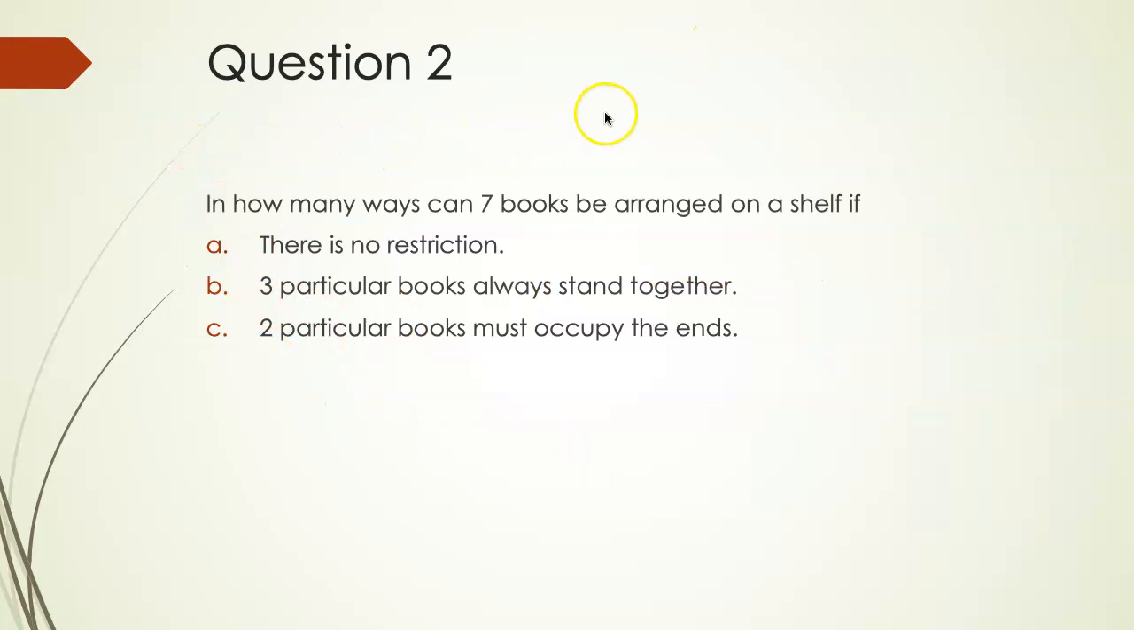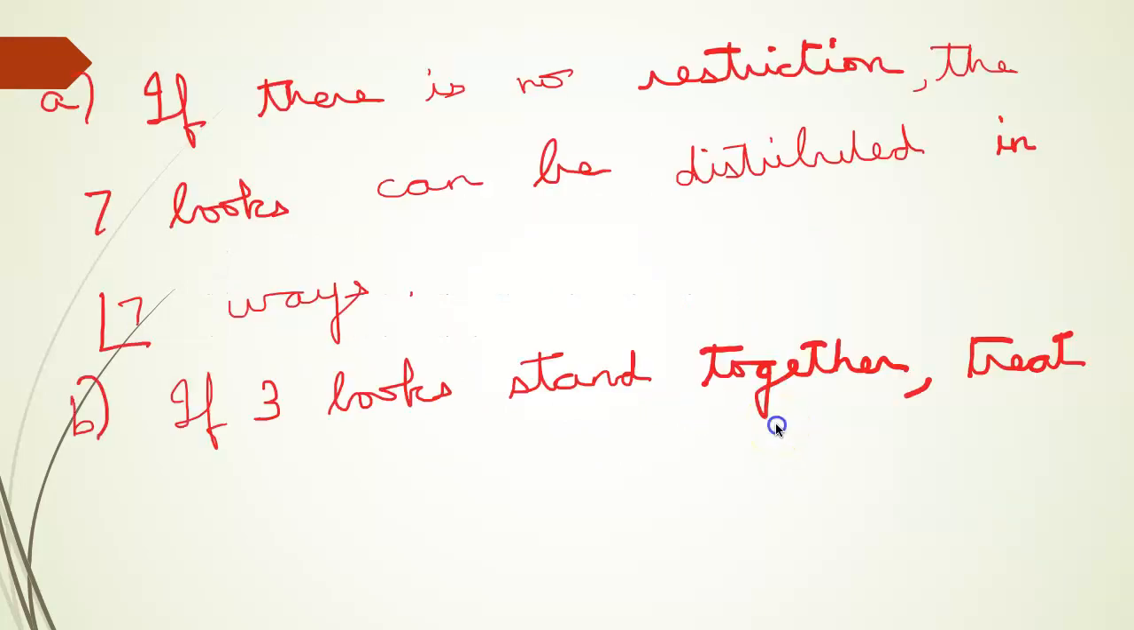Coming to question 2. In how many ways can 7 books be arranged on a shelf if there is no restriction, if 3 particular books always stand together, and if 2 particular books must occupy the ends? Now, if there is no restriction, the 7 books can be arranged in 7 factorial ways. Why is that? Because the first book can be arranged in 7 ways, the second book in 6 ways because one place is already taken up, the third book in 5 ways, and so on.